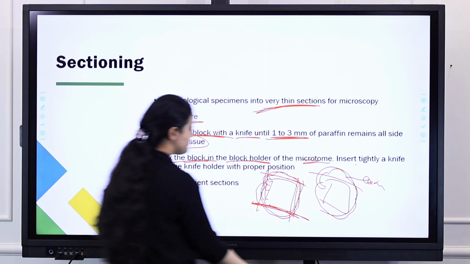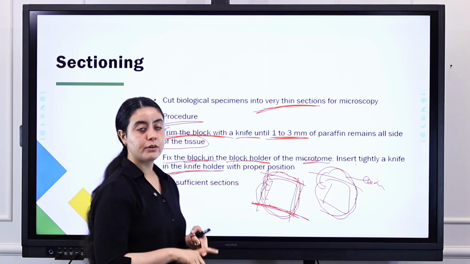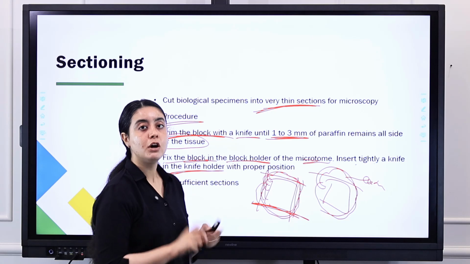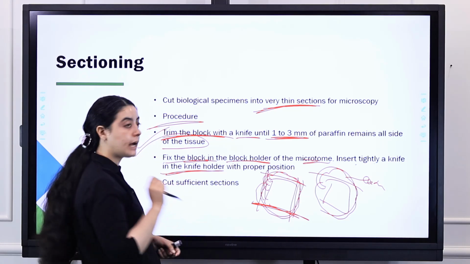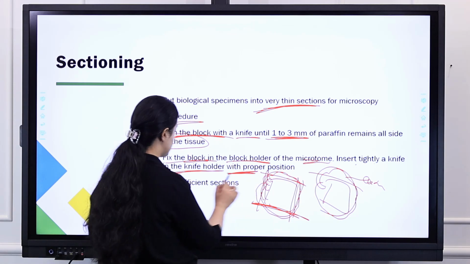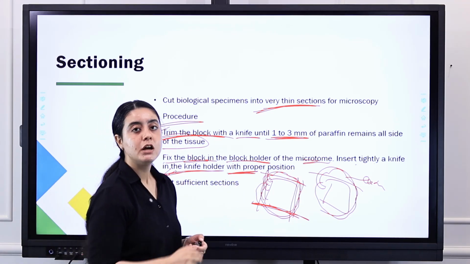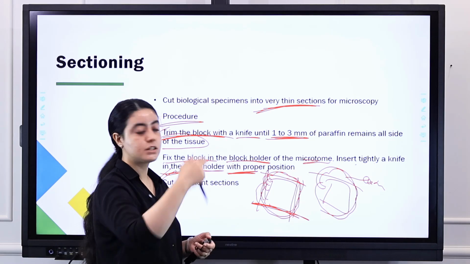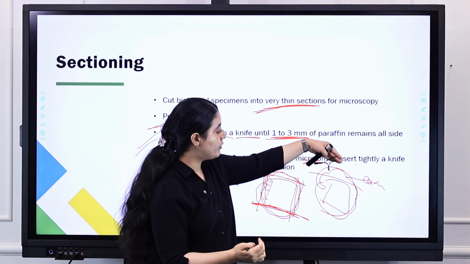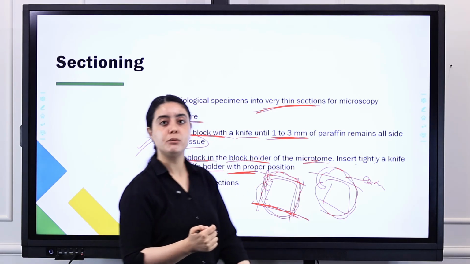Insert a knife tightly in the knife holder. There is also a space in the microtome machine for the knife, which I've already shown you. So we have to fix our knife tightly in the knife holder in the proper position. Then cut sufficient sections. When we start the microtome, it will cut perfect sections of these blocks, the knife will move over here, right? And it will cut thin sections of our block.